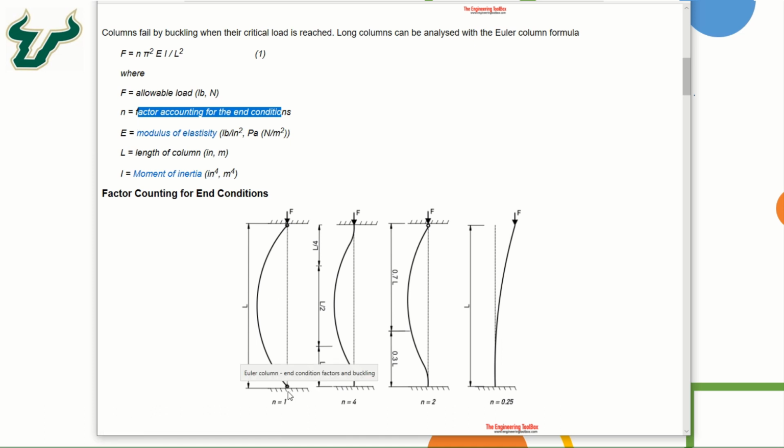For example, if it is fixed on both ends, then n should be taken as 1. So we're going to be modeling this last end condition here, where it's fixed on one end and free on the other end. That means we're going to use the value of n as equal to 0.25. E is the modulus of elasticity, L is the length of the column, and I is the moment of inertia.